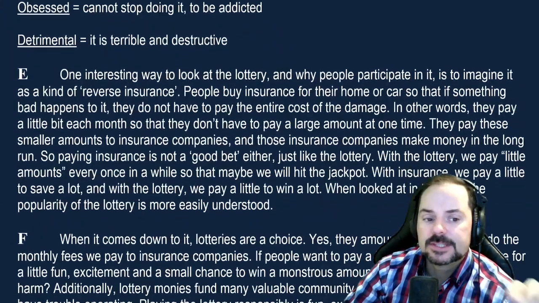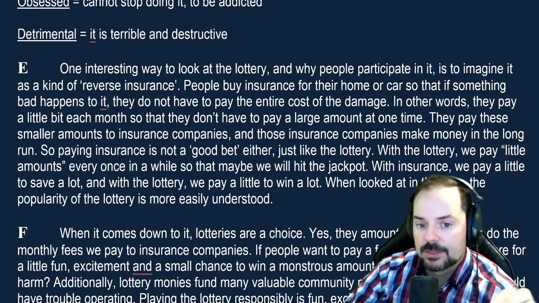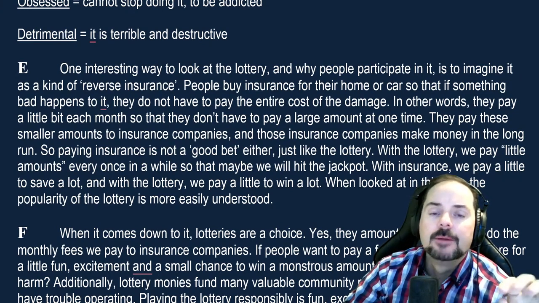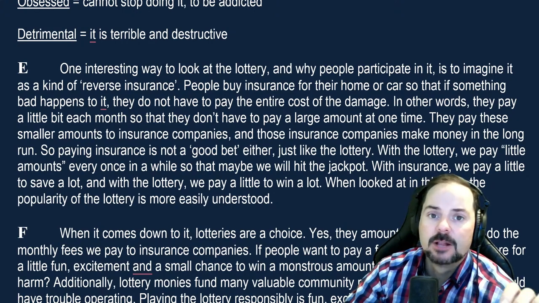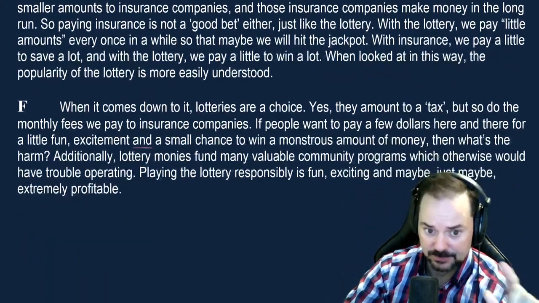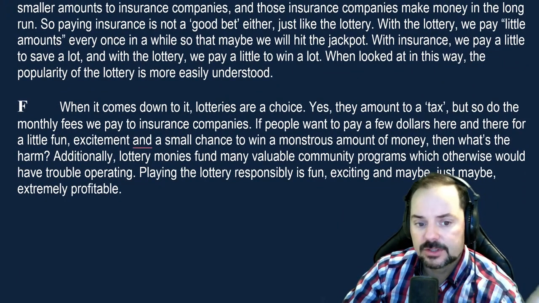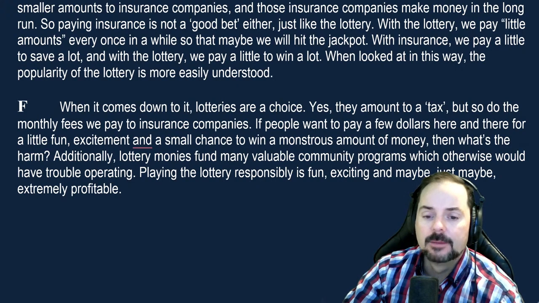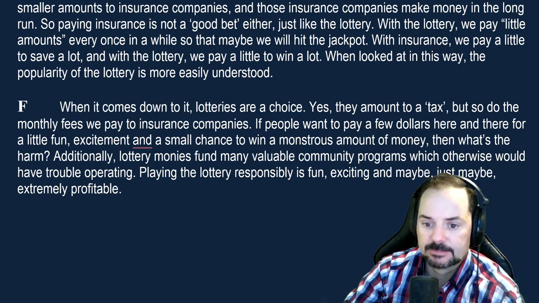So in this case, for paragraph E, where it talks about insurance and the lotteries, and asks why the author is discussing insurance, in a simple way, the author compares insurance to lotteries to help us understand the reason people play lotteries or pay for insurance. And that's it. That's all you want to say. Now, let's jump to the conclusion, which is paragraph F. According to the author, what is his final opinion about playing the lottery?